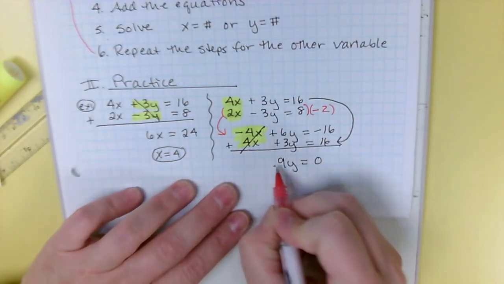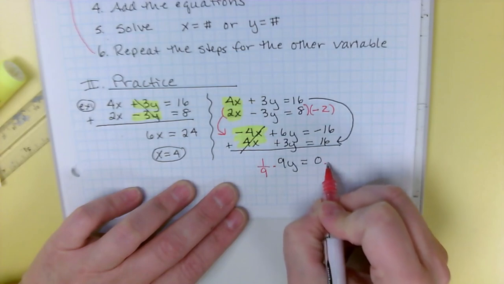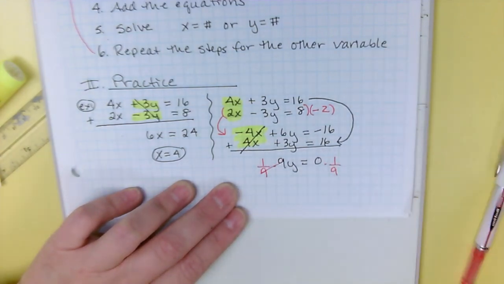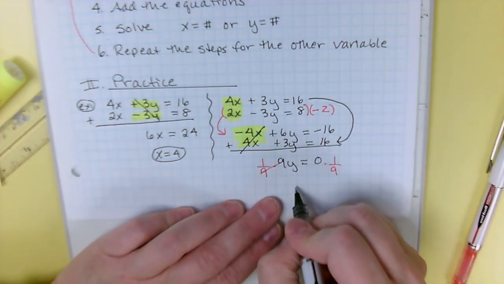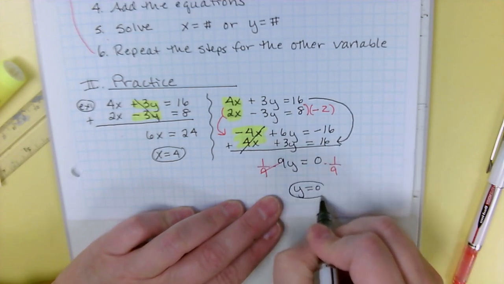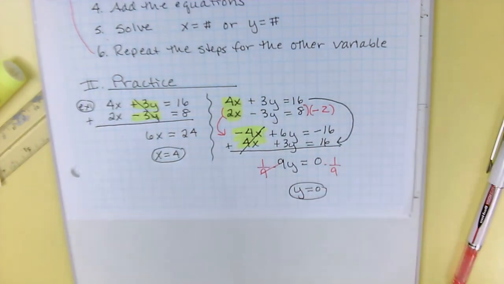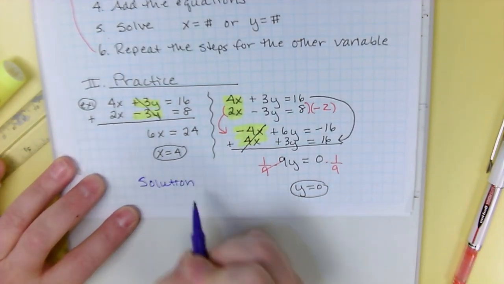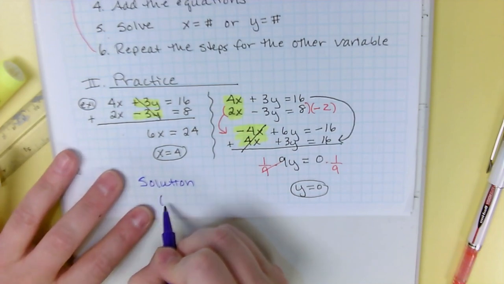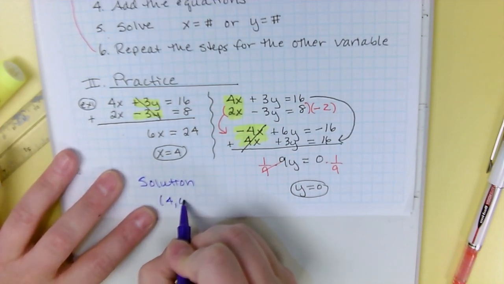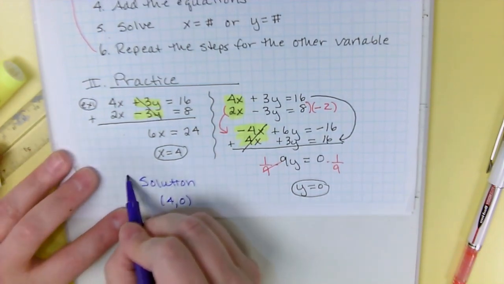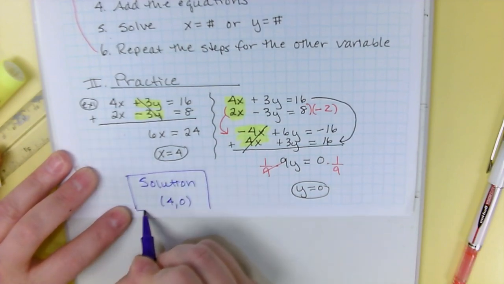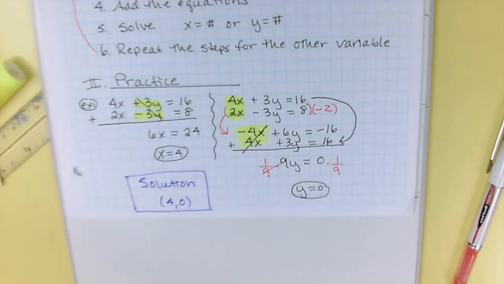So then I need to get the 9 off the y. So multiply both sides by a 9th. And 0 times anything is 0. So y equals 0. All right, just like substitution method, your solution is an ordered pair. X comes first, so 4, and y comes second, comma 0. That is your solution.